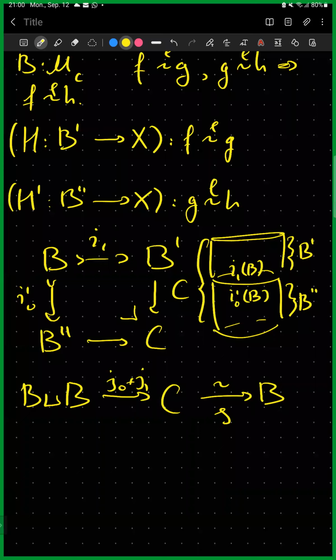So first of all, how do we define J0? Well, visually it is quite clear. We just need to take I0 and compose it with the inclusion of B prime into C, which is exactly what we do. So take B to B prime, and then to C.